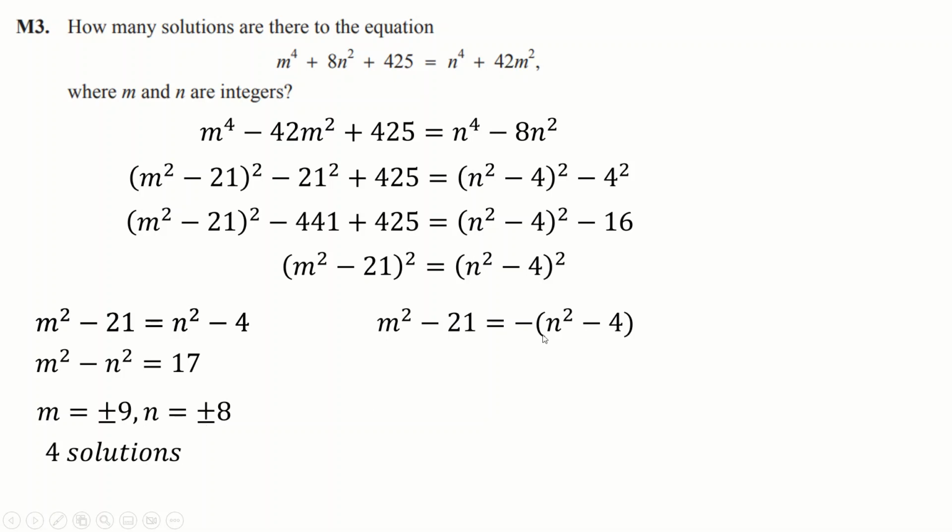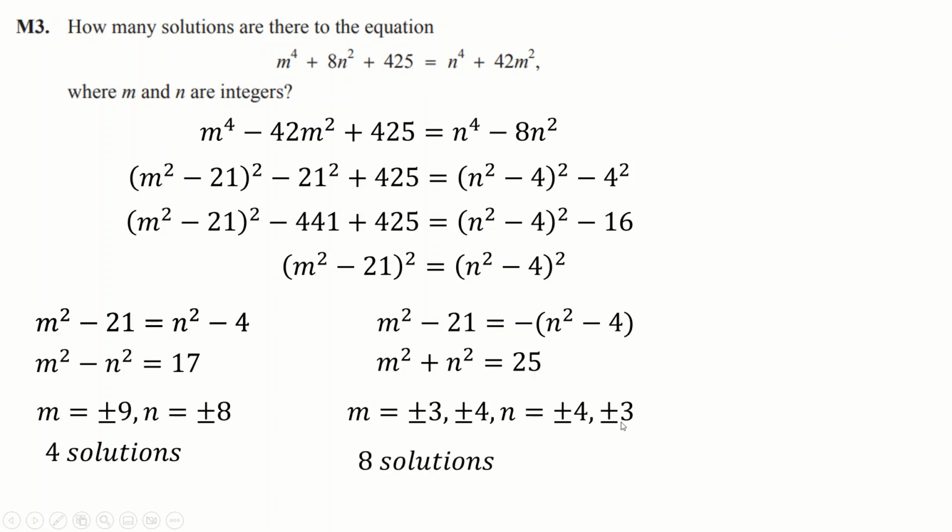Now looking at this one, we can deal with this like this. And now we all know the 3, 4, 5 triangle, right? So m is 3, n is 4, or m is 4, n is 3. So there's actually quite a lot of solutions here. If we're looking at the 3 and 4 this way around, there's plus plus, plus minus, minus plus, minus minus, that's 4 solutions. And then there's another 4 from choosing the other way around. So there's 8 solutions in total.